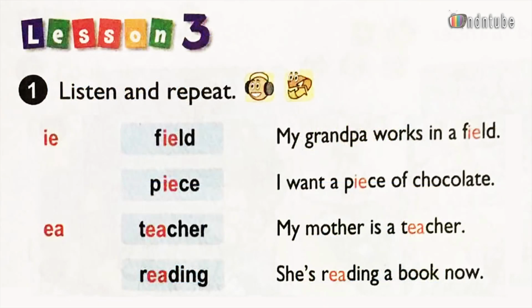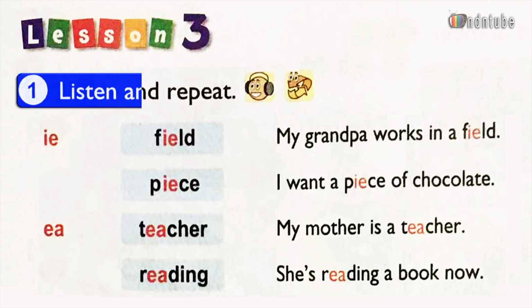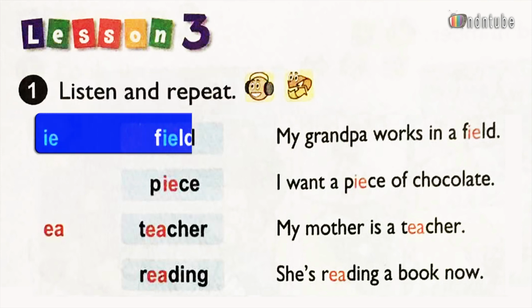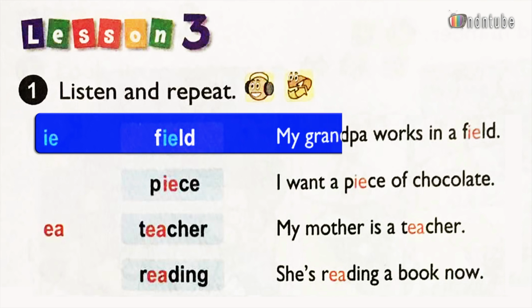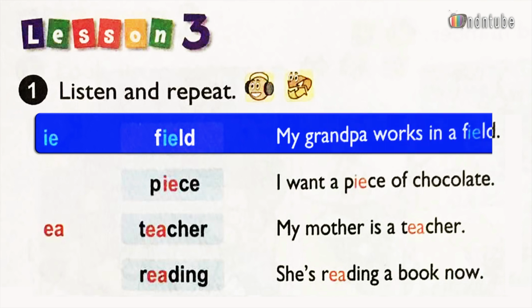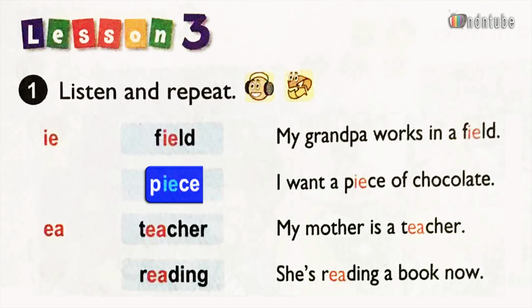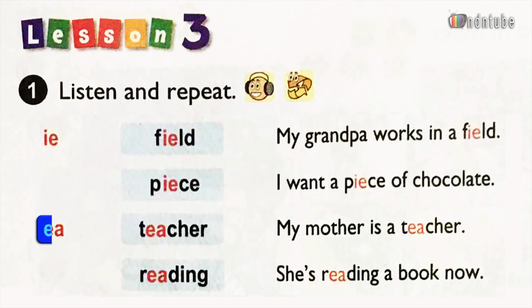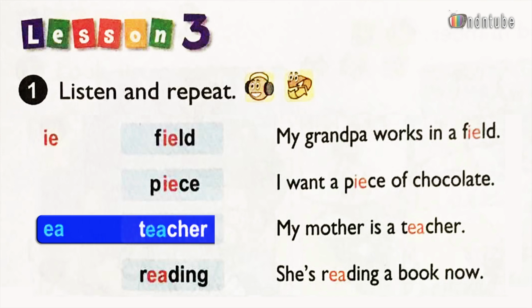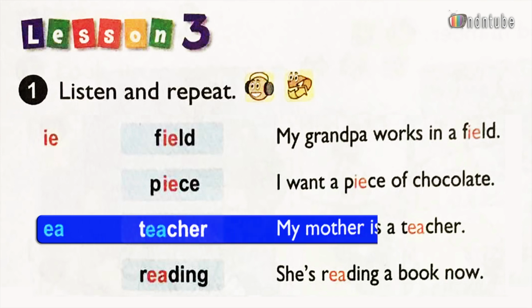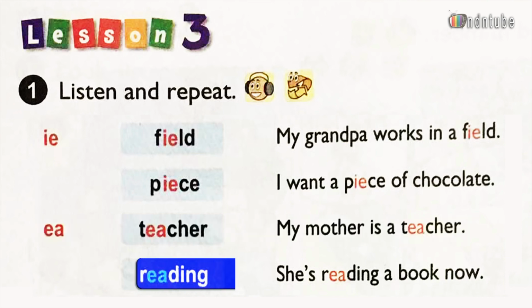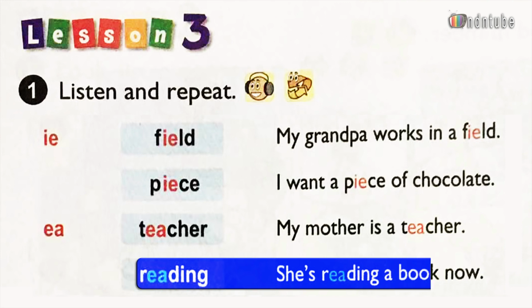Page 16. Lesson 3. Activity 1. Listen and repeat. E. Field. My grandpa works in a field. Piece. I want a piece of chocolate. E. Teacher. My mother is a teacher. Reading. She's reading a book now.